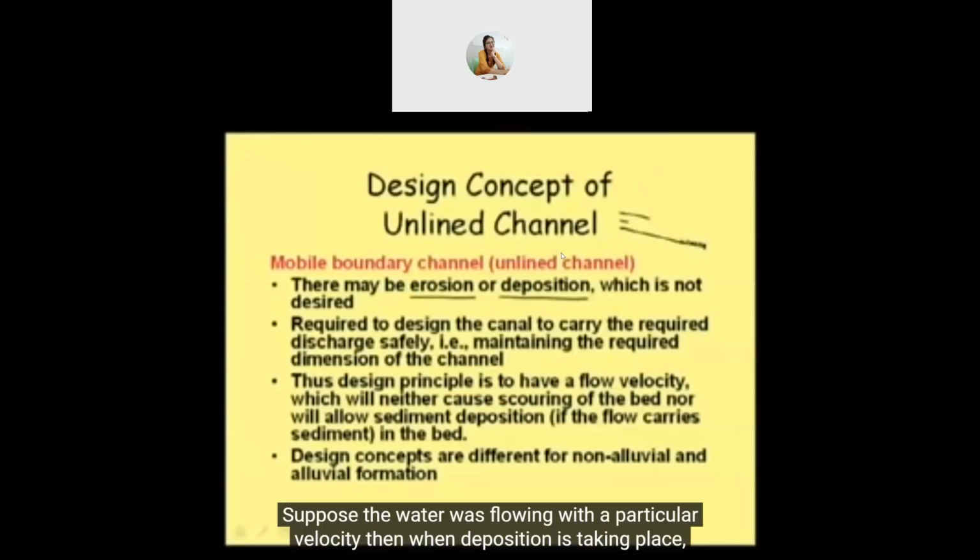Well, if erosion occurs and if deposition occurs, as we have already discussed, the entire carrying capacity decreases. And similarly, it has, of course, far-reaching effects. Suppose that channel is of this type and somehow the flow velocity is dropping down and deposition is taking place here. Now, when deposition takes place, what happens? Suppose the water was flowing with a particular velocity. Now, when deposition is taking place, flow velocity gets retarded in the upstream.